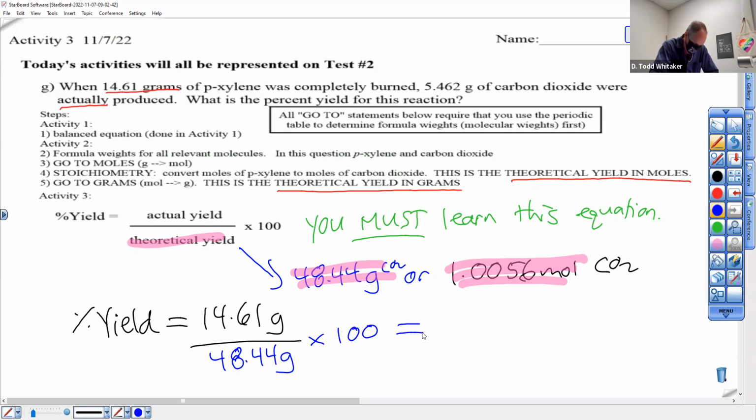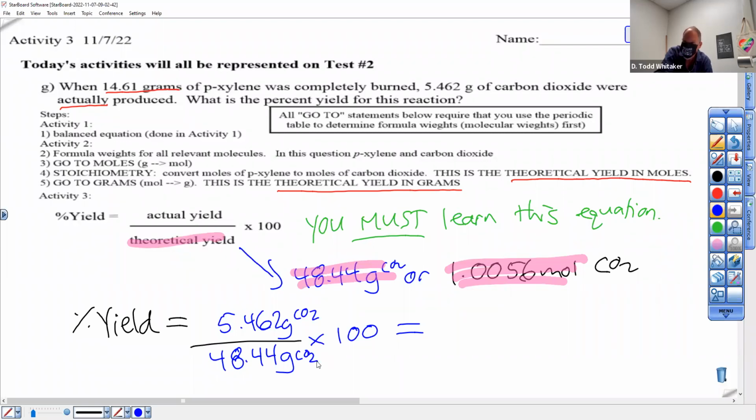Yes, ma'am. Yes, I have a student reading the question better than I have. Correct. She said, when 14.61 grams of p-xylene was completely burned, we have a lot of work to do. We don't have our actual yield. Oh, yes, we do. It's right there. Yes, we do. 5.462. Thank you. We don't have a lot of work to do. Sorry, I got to read more carefully. Grams CO2. If I had written this down, I would have caught my mistake earlier. Can that be a lesson to you from my mistake?